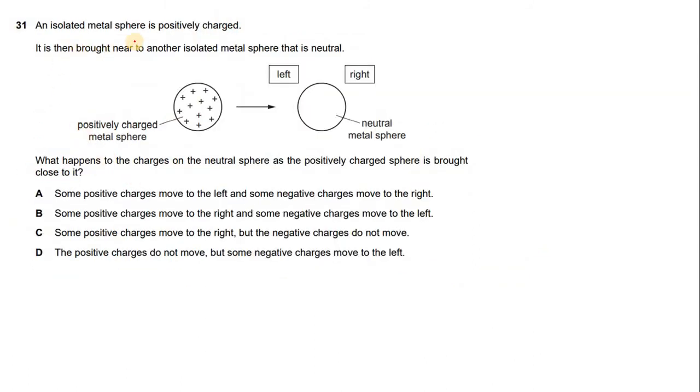31. An isolated metal sphere is positively charged. It is then brought near to another isolated metal sphere that is neutral. So this is a neutral sphere, isolated, and another positively charged sphere is coming closer, not touching. What happens to the charges on the neutral sphere as the positively charged sphere is brought close to it?